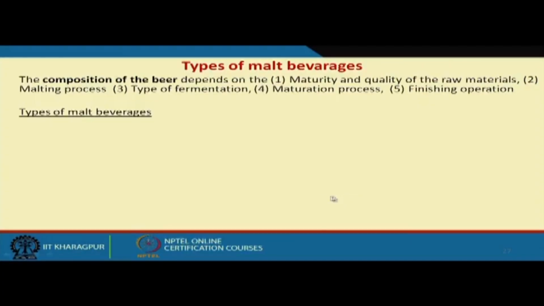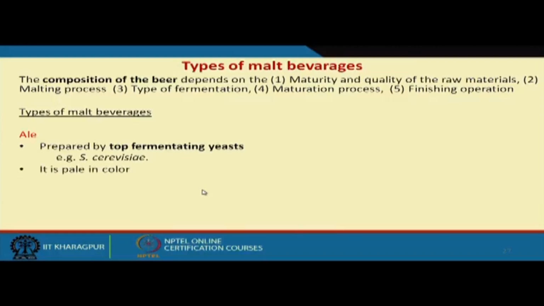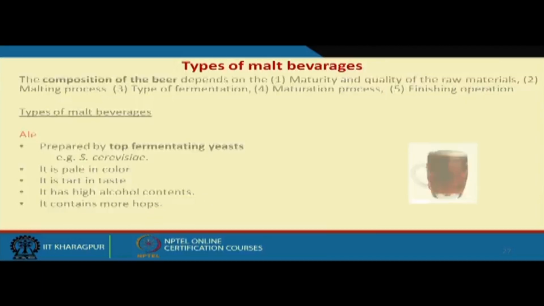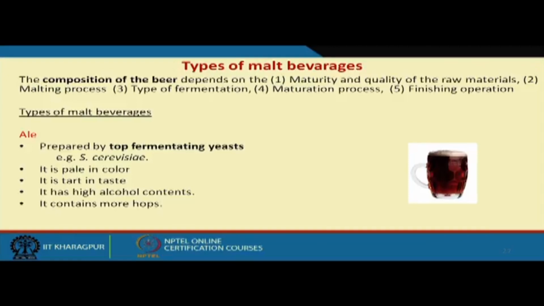Then the composition of beer depends on different parameters: the maturity and quality of the raw materials, malting process, type of fermentation, maturation process and finishing operation. Among the types of beverages, we have ale beer, prepared by top fermenting Saccharomyces cerevisiae. It is pale in color, tart in taste, and has high alcohol content and good hops. It has more hops. So this is ale beer.